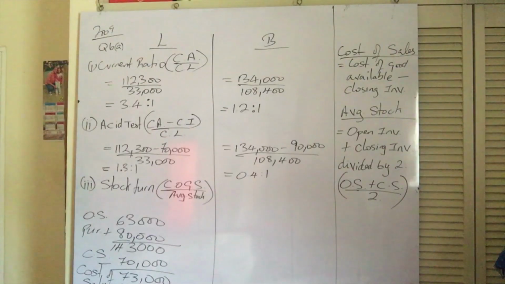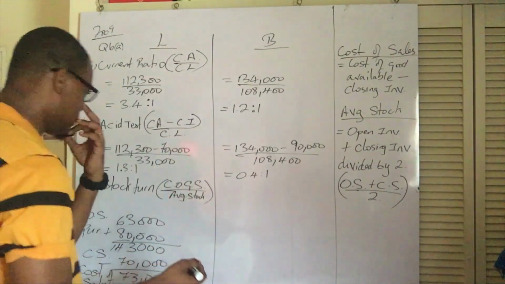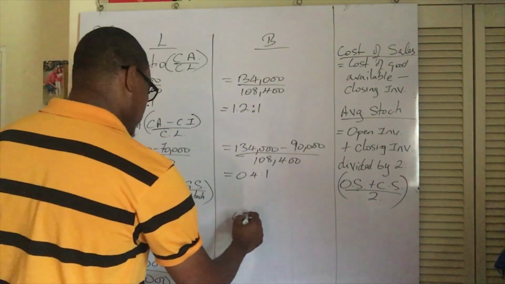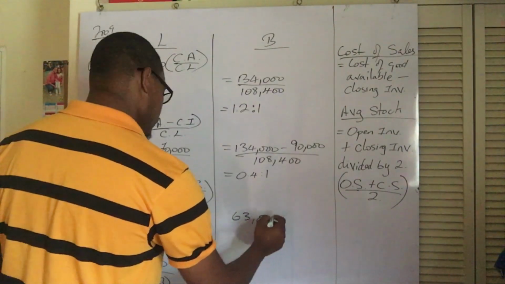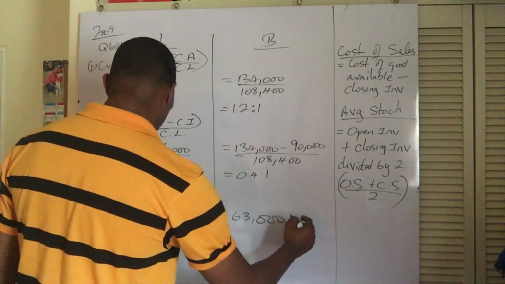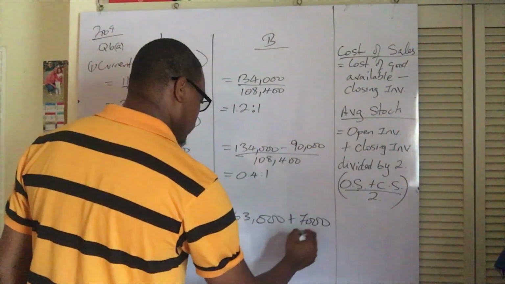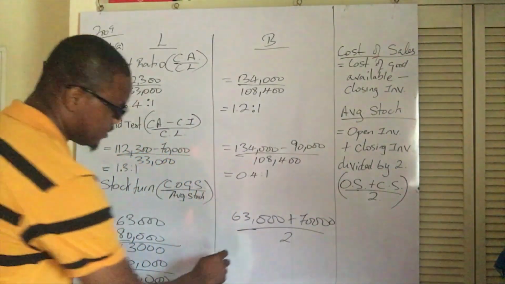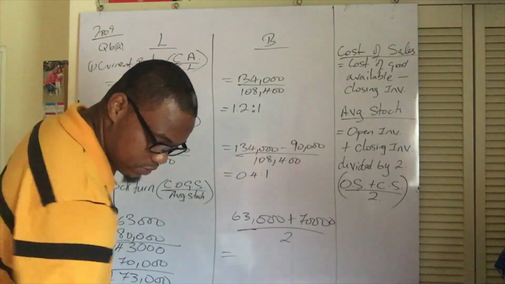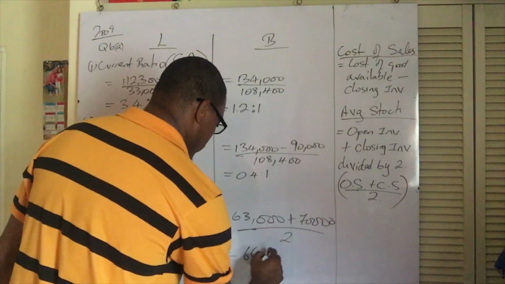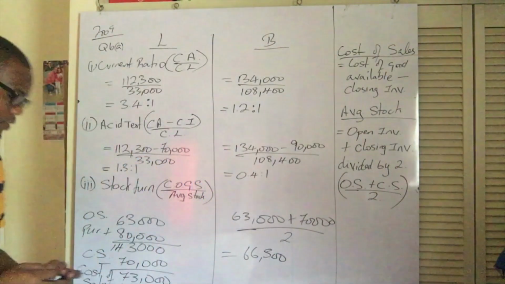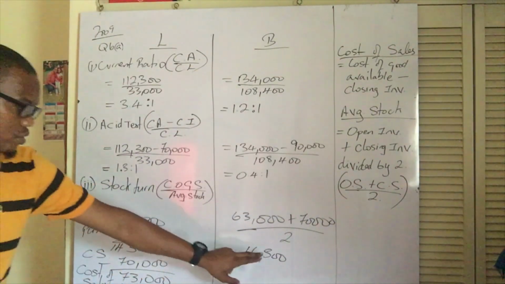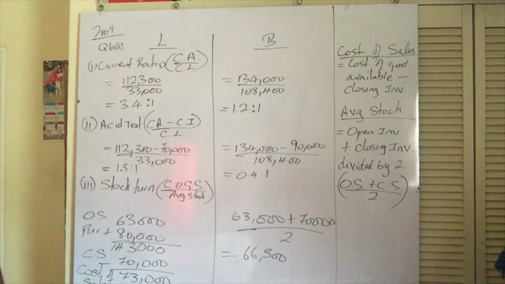The average stock, I'm going to just work out the average stock so you can see how I work it out. So the opening inventory for Linguini is 63,000, plus the closing stock, which is 70,000, divided by 2, and then that would give me 66,500. So this is how I work out the figures that you're about to see. I'm going to be using this figure.